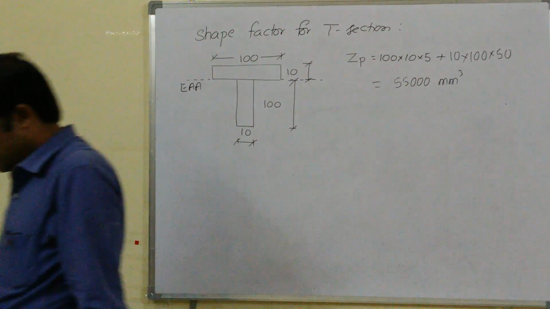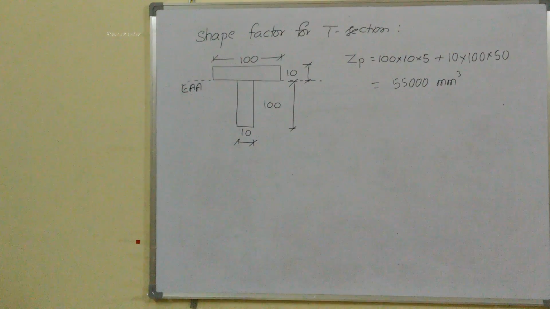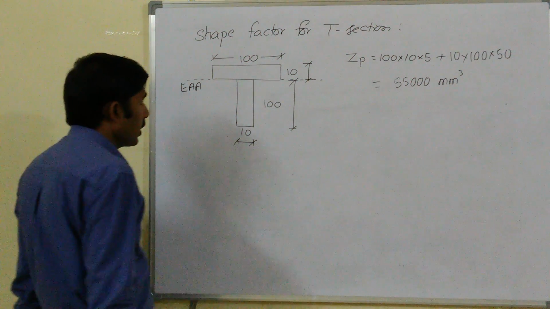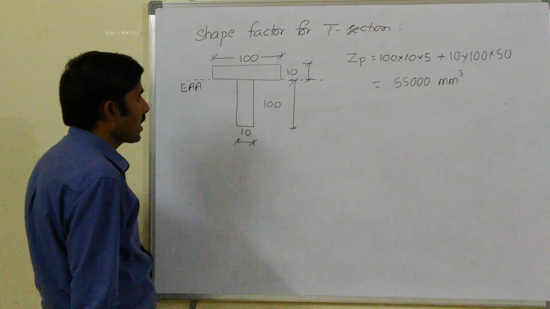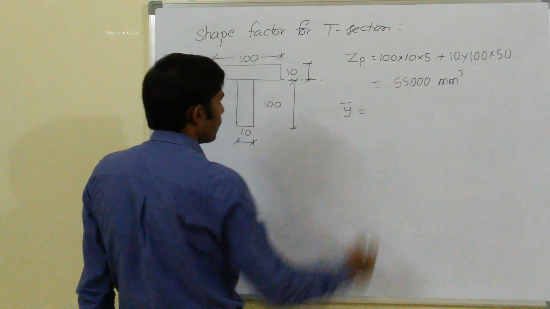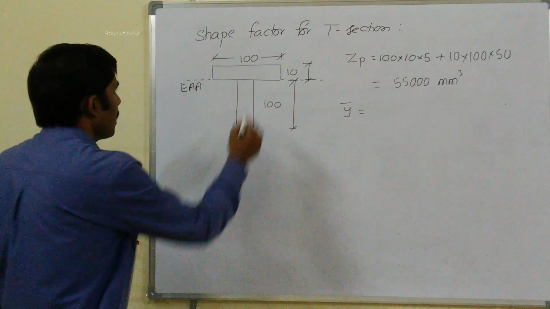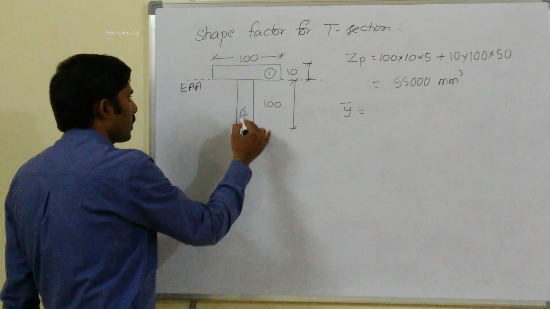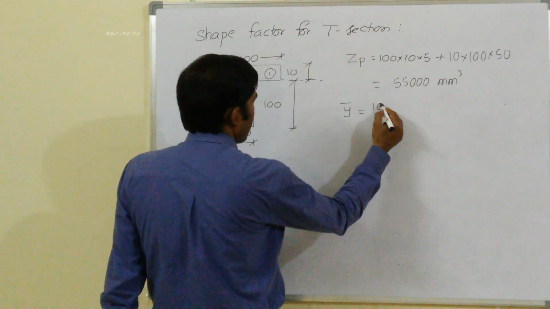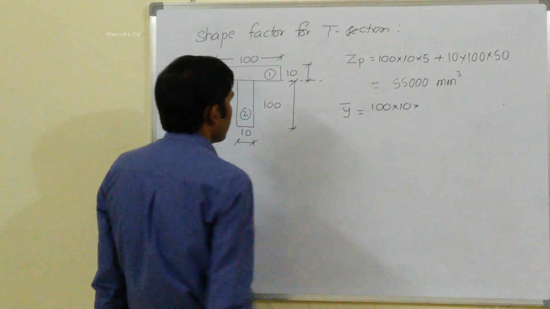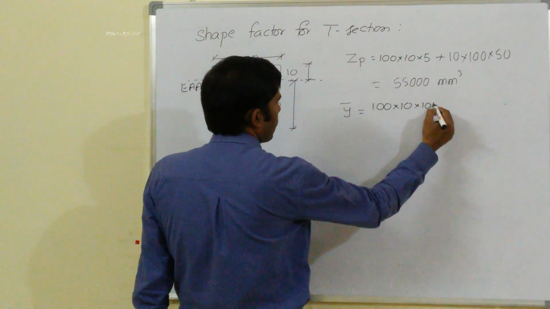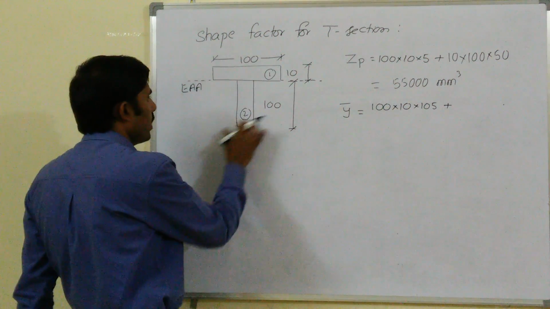Now what is Ze? Elastic modulus. To find elastic modulus, we need to find the neutral axis. That means the centroid, that means y bar. So y bar equals, let us take this as 1, this as 2, a1 y1 plus a2 y2 by a1 plus a2. That is a1 means 100 into 10. This is a1. y1 means 100 plus 10 by 2, that means 105, plus a2, 10 into 100.